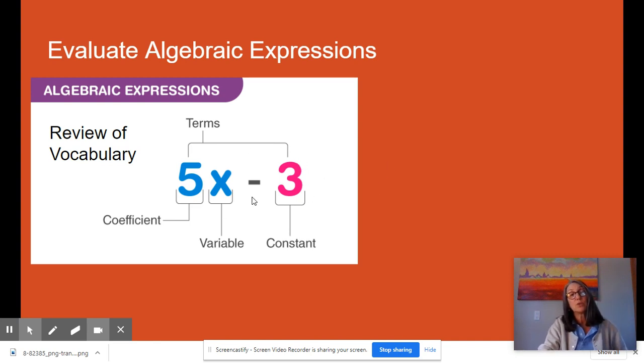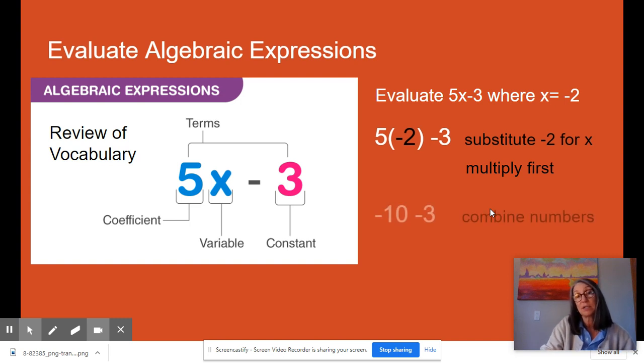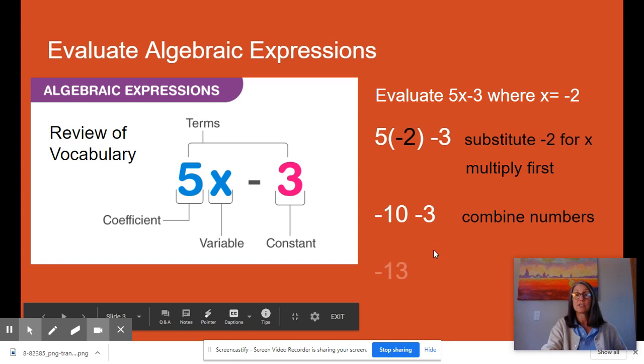But what if we wanted to evaluate 5x minus 3 for some given value of x? Well, what if that given value were negative 2? Here's what we would do. We would substitute the negative 2 where the x was. And so now 5 times negative 2 minus 3. Next, we want to multiply, and we'll get negative 10 minus 3. Then we're going to combine these two, and negative 10 minus 3 is negative 13.